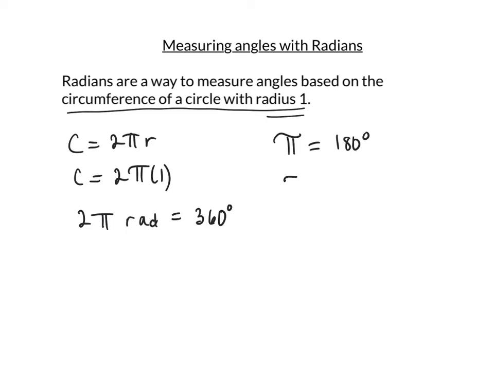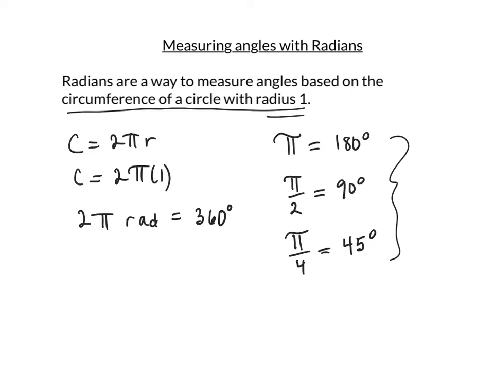So if we divide that by 2, we find that pi radians is 180 degrees. And divide that by 2 again, pi over 2 radians is 90 degrees. Divide that by 2 again, pi over 4 radians is 45 degrees. So these are very common things you'll see as you work your way through trigonometry.